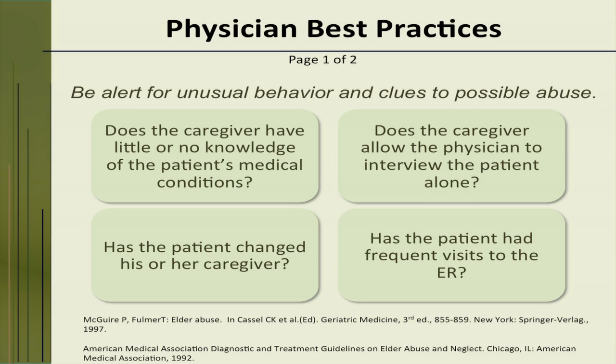So they often like to stay in the same room, and often they like to answer the questions for the older adult even when the older adult is capable of providing these answers on their own. These caregivers will step in and start providing those answers, and if that occurs, it may be reasonable, actually is very reasonable, for the physician to ask the caregiver to leave the room and have that private discussion with the older adult. Then you might ask, has the patient changed to his or her caregiver?